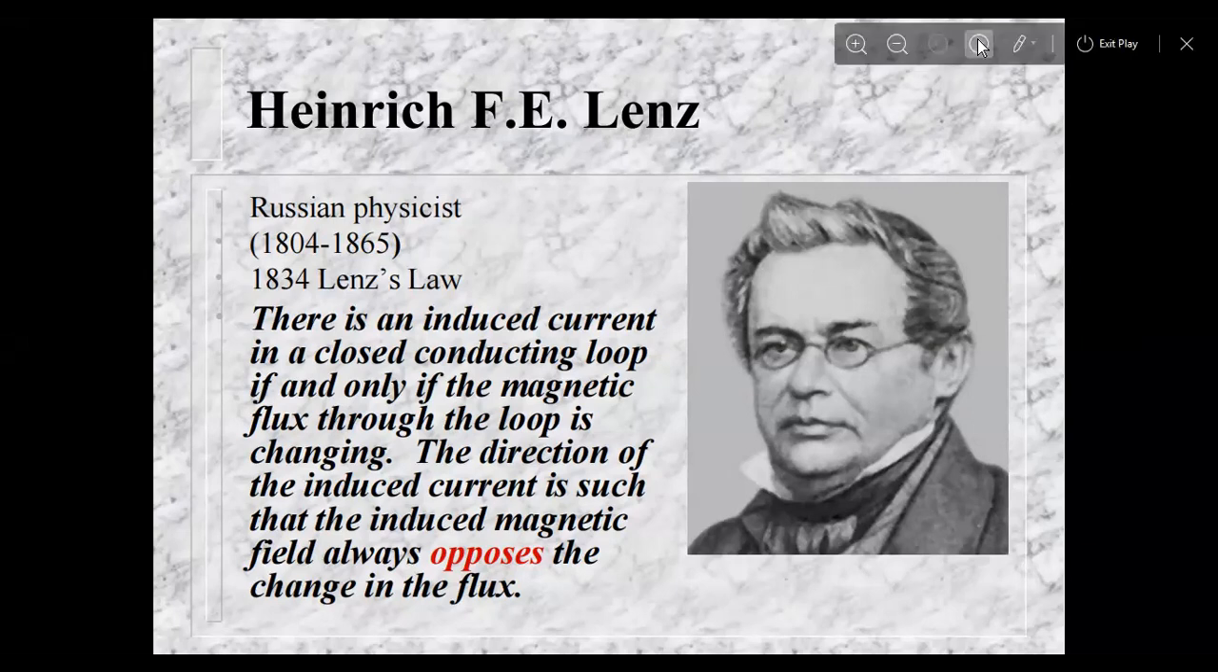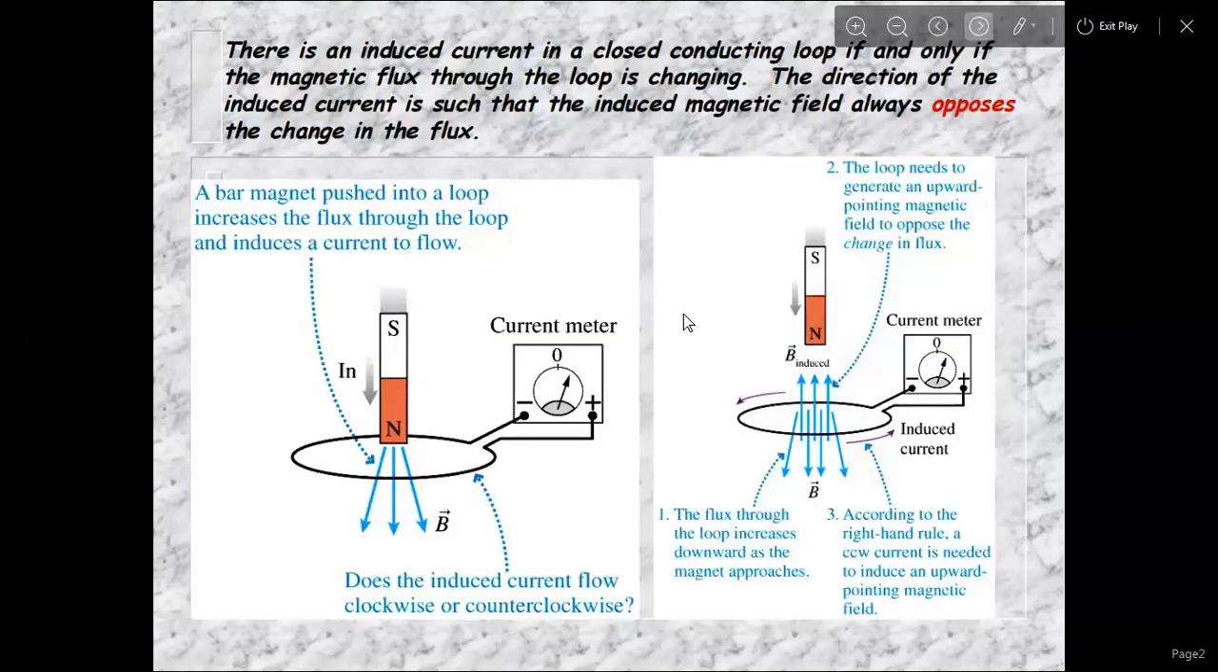So what is Lenz's law? There is an induced current in a closed conducting loop if and only if the magnetic flux through the loop is changing. The direction of the induced current is that of the induced magnetic field, which always opposes the change, that means decreasing. A bar magnet pushed into a loop increases the flux through the loop and induces a current flow.